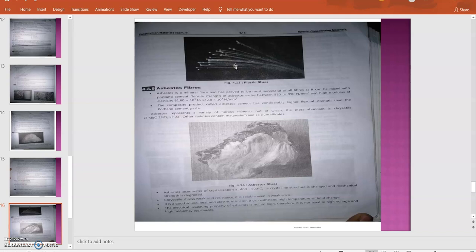The chrysotile shows a weak acid resistance. It is soluble even in weak acids. It is a good sound, heat and electric insulator. It can stand a high temperature without changes. The electrical insulating property of asbestos is not so high, therefore it is used in high voltage and high frequency appliances. That is the uses of the asbestos fibers.